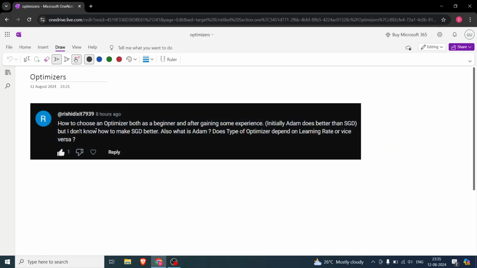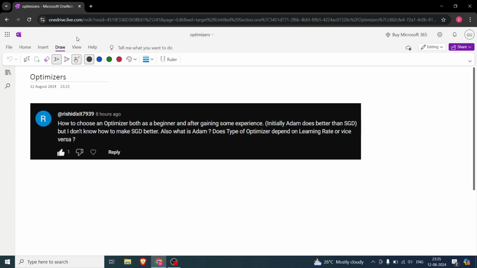So we have a question again. How to choose an optimizer, both as a beginner and after gaining some experience. Initially, Adam does better than SGD, that is stochastic gradient descent, but I don't know how to make SGD better. Also, what is Adam? Does the type of optimizer depend on learning rate or vice versa? Okay, so a lot to unpack, but definitely we'll be going question by question.